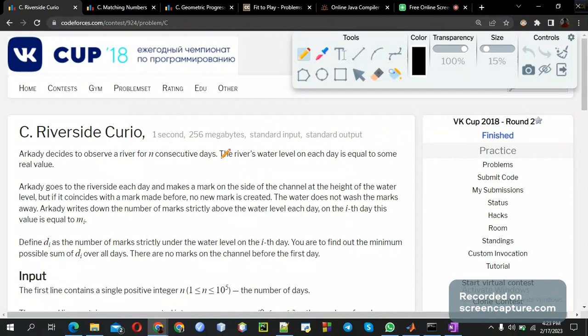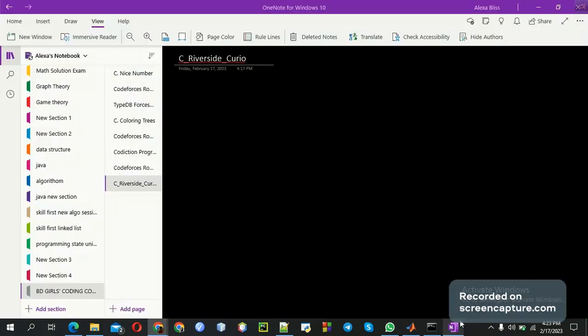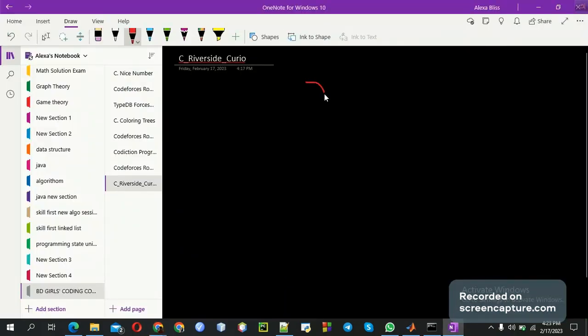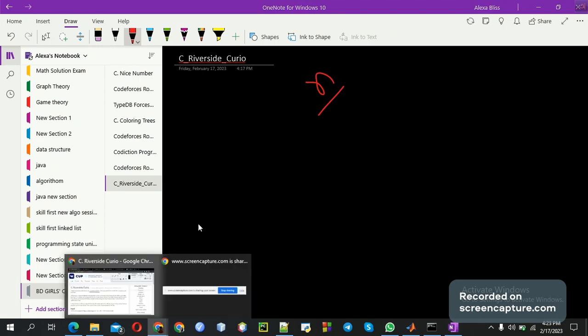So, what is the data we have been provided at first? We have n consecutive days. We have a total of n consecutive days. The river's water level on each day is equal to some real value. That means we have a river, and we have to observe it for n consecutive days, and every day the water level of the river will be at some level. This is always some real value.